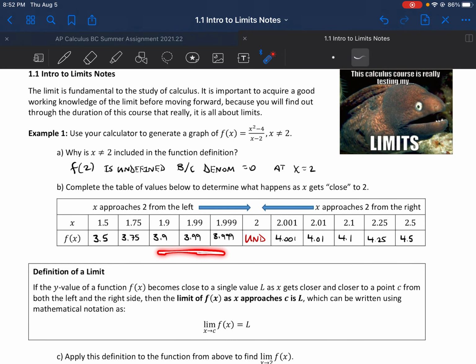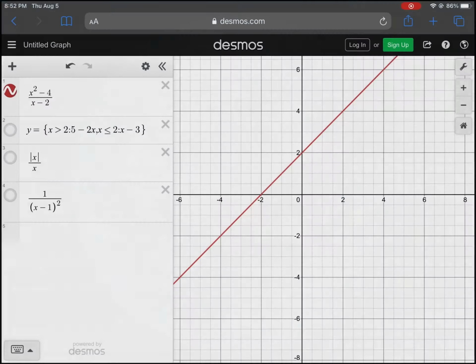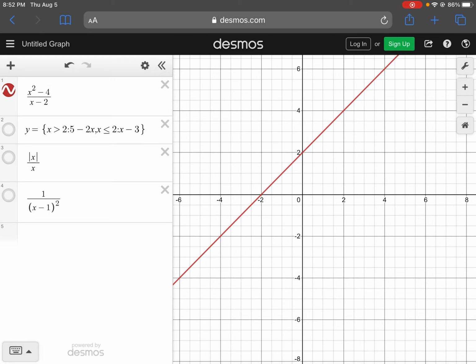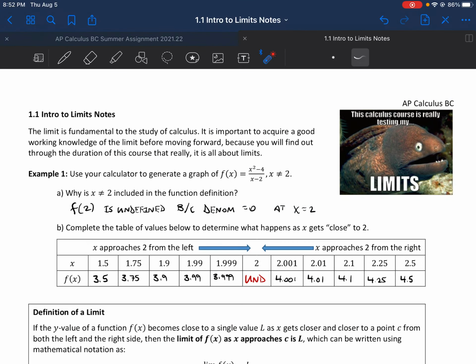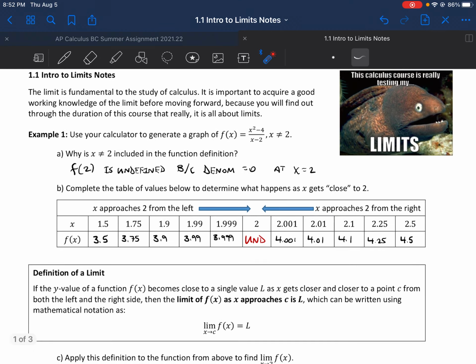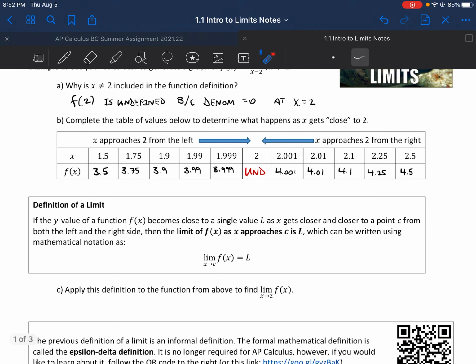And notice that from the left and the right, in this example, the y values are approaching 4 from both sides. And that's what we saw here in this graph. As we approach the x value of 2 from the left, we see the y values getting really close to 4. As we approach the x value of 2 from the right, we see the y values getting really close to 4. And that kind of explains this concept of limit. So let's talk about the informal definition of a limit.